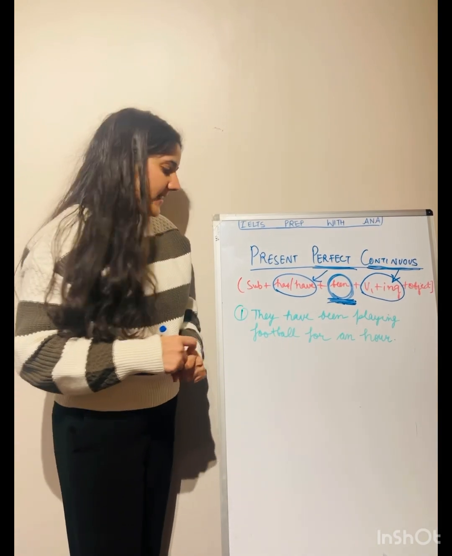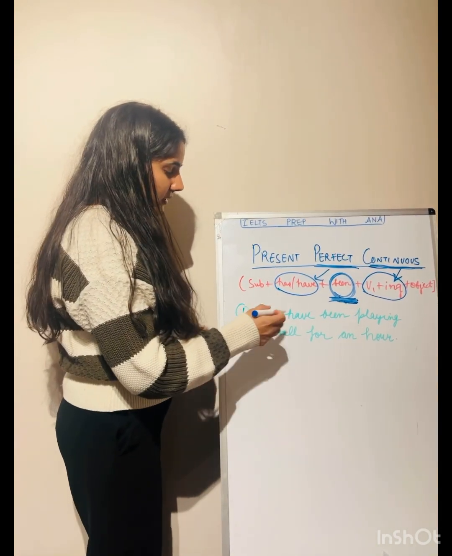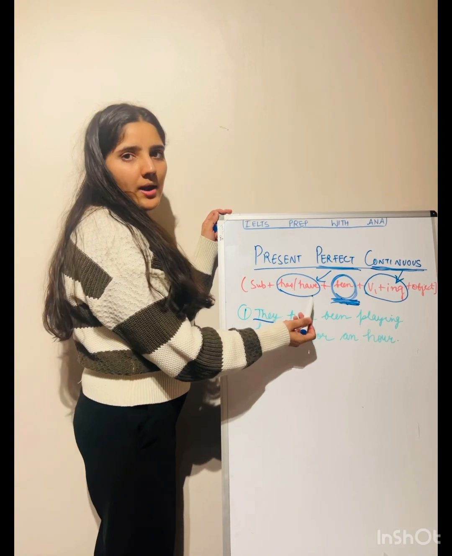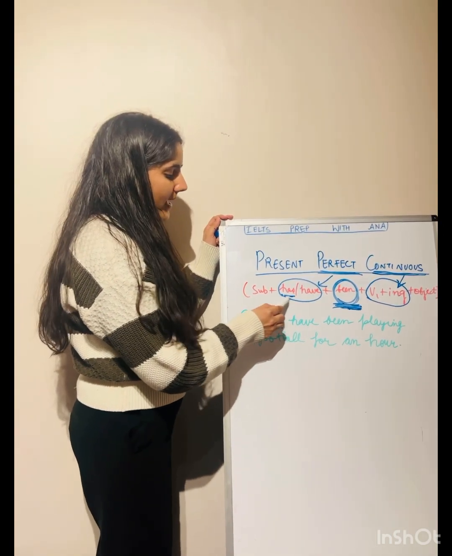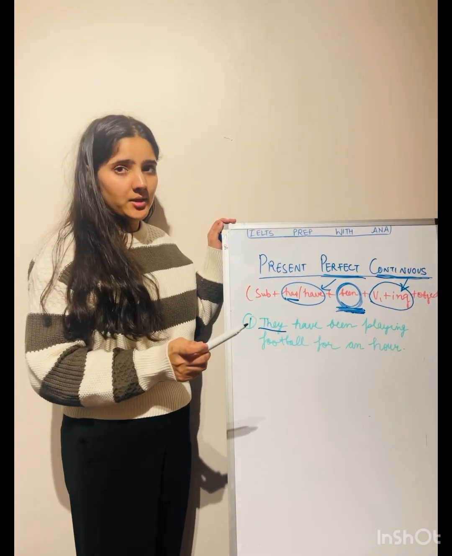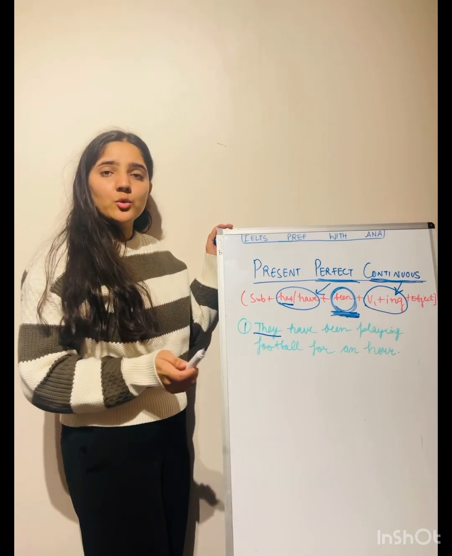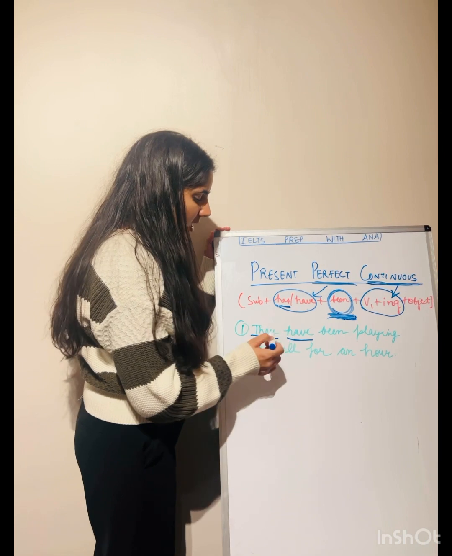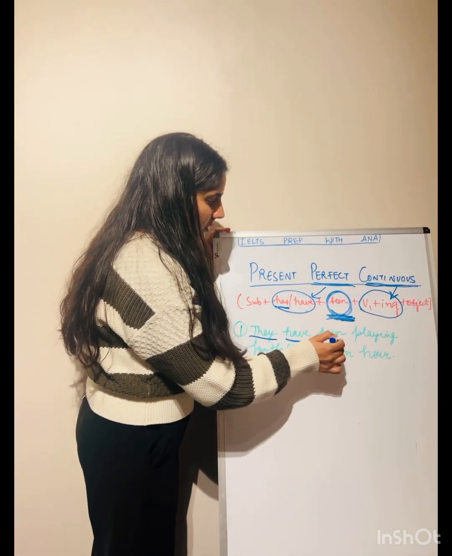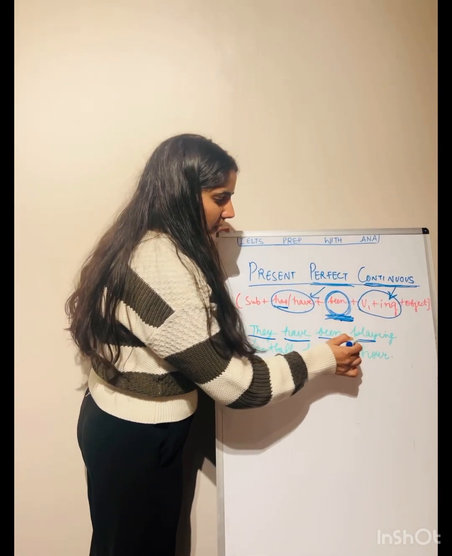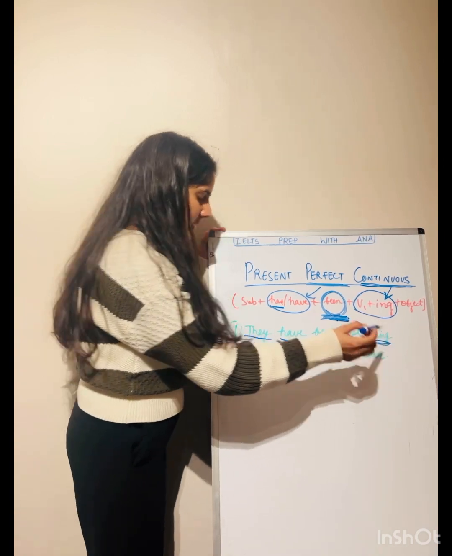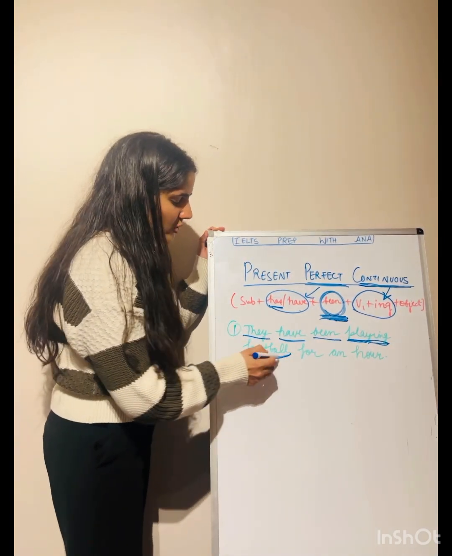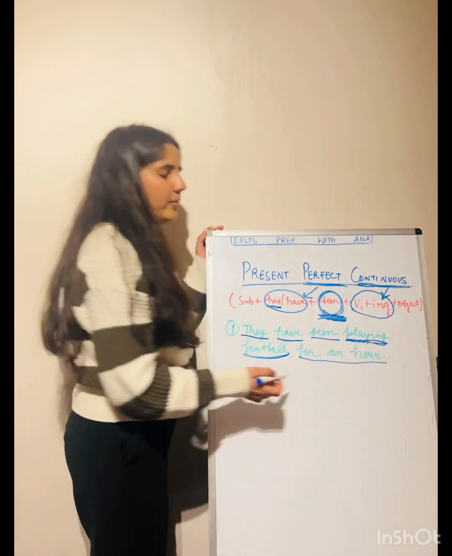So they is the subject and then we will use has or have. We use has with he, she, it, and with I, you, they, we use have. So it's they, we will use have. They have been. Then we will use been. The verb's first form is play, ing, playing. Football is the object and they are playing football for an hour.